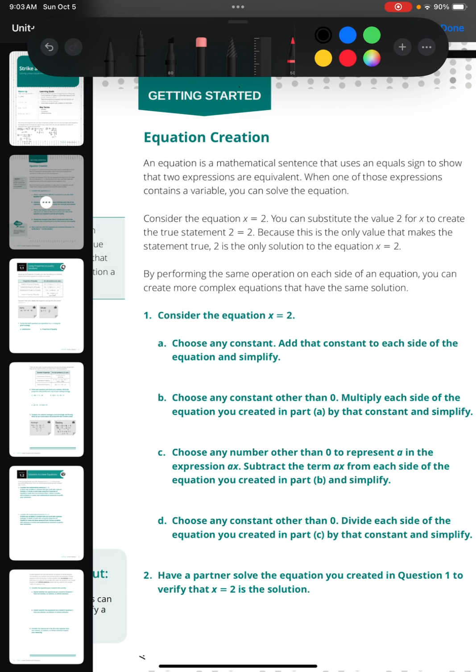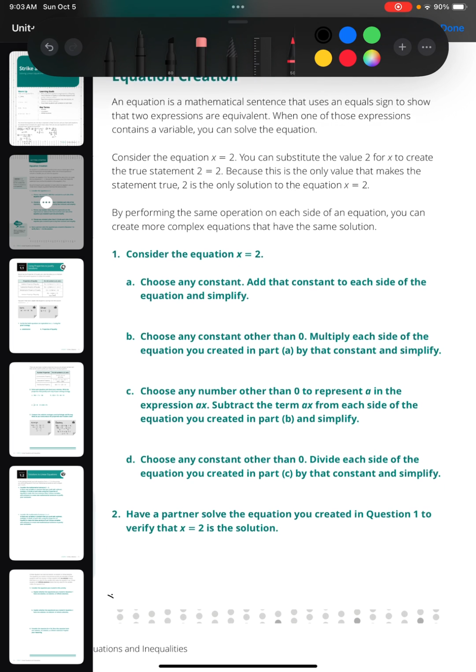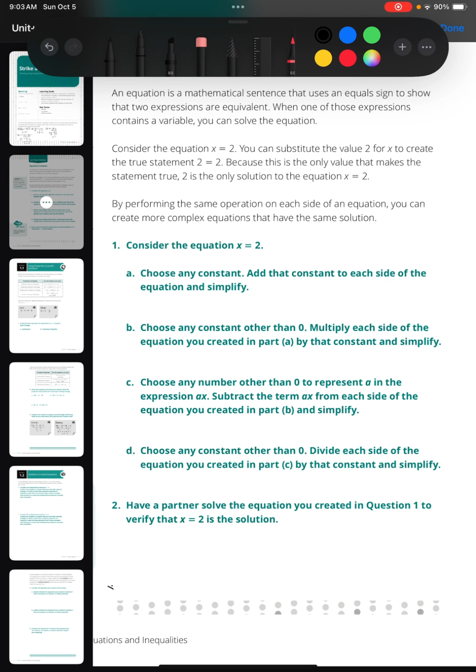Okay, so this is an example of the idea of inverse operations. As long as we do one thing to one side of the equation and do the same thing to the opposite side, we create an equivalent equation. So it says, choose any constant, add that constant to each side of the equation. So if we have x equals 2, let's say I want to add 3 to each side. Now I have x plus 3 equals 2 plus 3, which is 5. So I've created an equivalent equation there by adding the constant 3 to both sides.